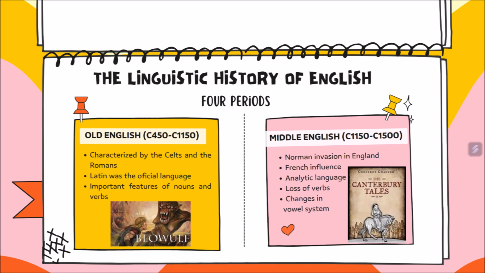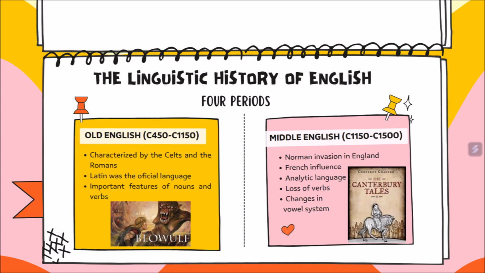Middle English. With the Norman invasion in England, English was strongly influenced by the French language. The loss of inflection made it an analytic language, which implied a fixed word order. Inflectional endings of nouns and adjectives were reduced. There was a loss of many strong verbs due to the adoption of verbs from foreign languages.